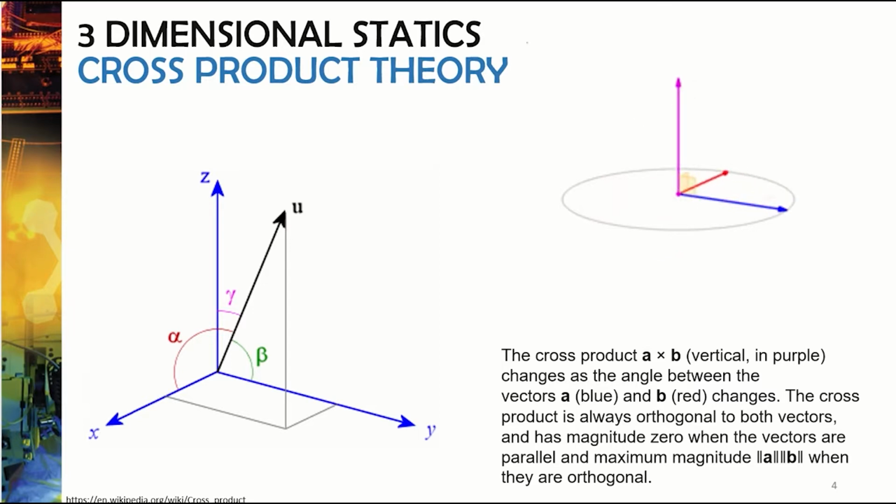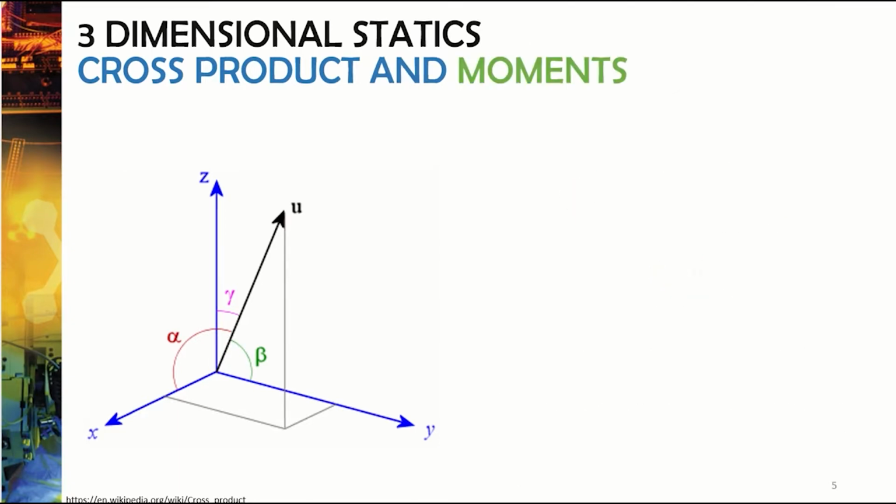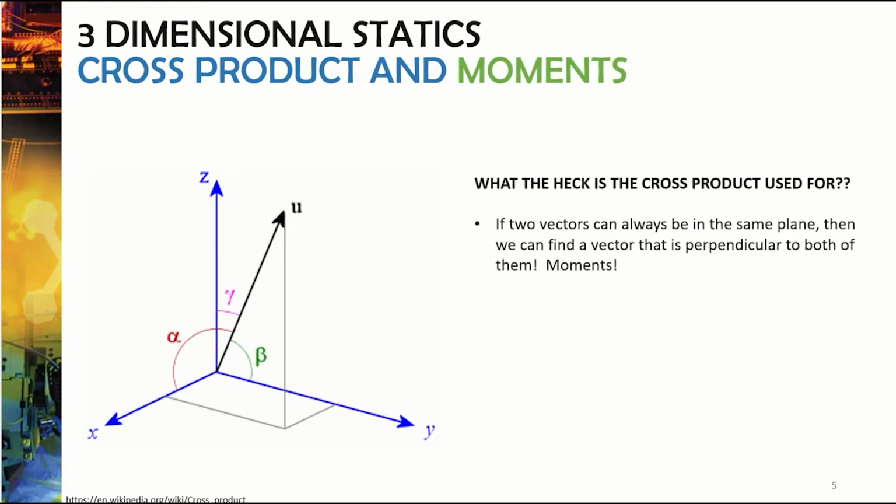So when the red arrow and the blue arrow are perpendicular, you will have a purple arrow that is perpendicular to both. And as red and blue become less perpendicular, the purple arrow shrinks and goes down. So what you might realize this is kind of explaining is moments. So what the heck is the cross product used for?